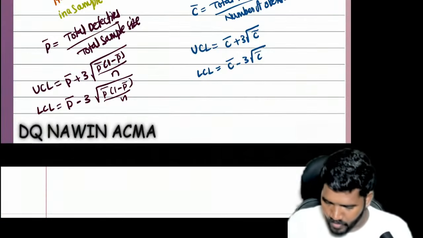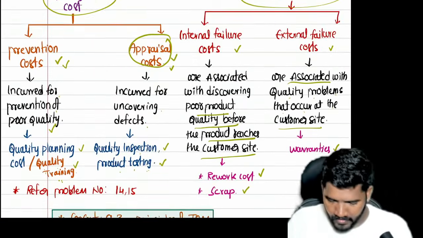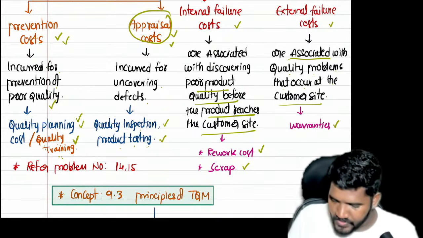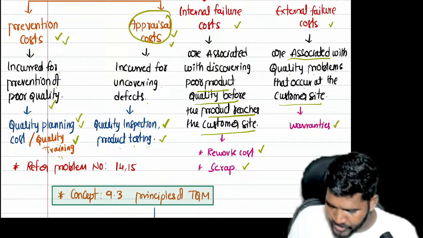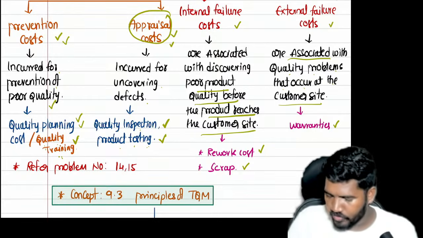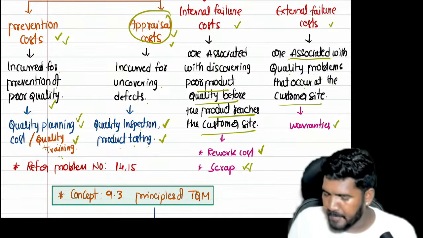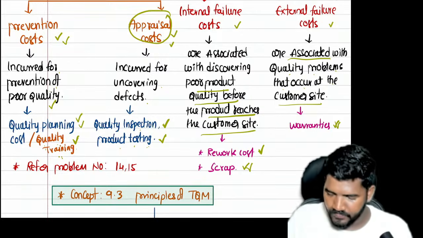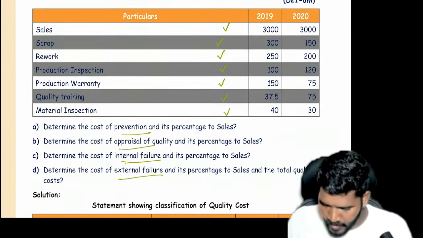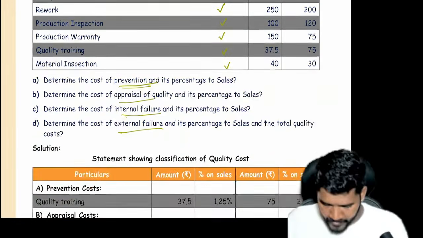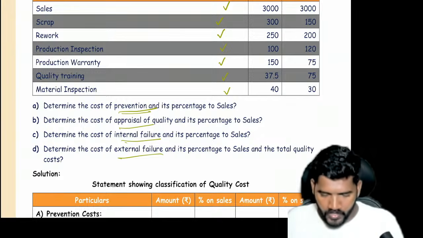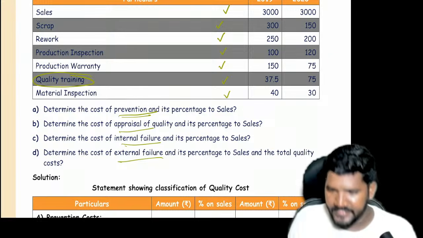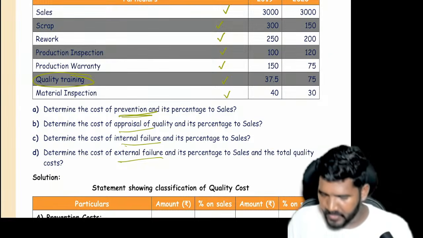You already know the list we have in prevention cost: quality planning cost and quality training. What are the items in appraisal cost? Quality inspection, product testing. Internal failure cost means rework cost, scrap. External failure cost means warranties. If you know this, you can easily answer. Let's check here. Prevention cost: only quality testing and quality training. There is no quality testing, only quality training is there. So that is the prevention cost.